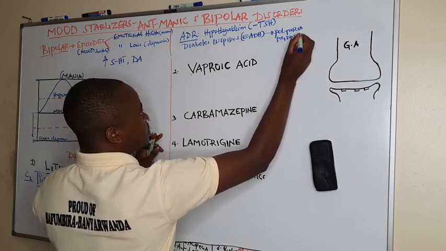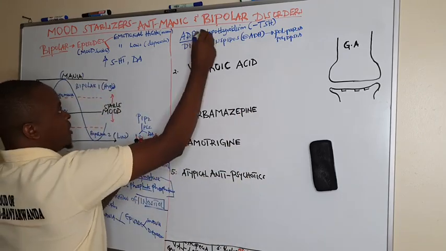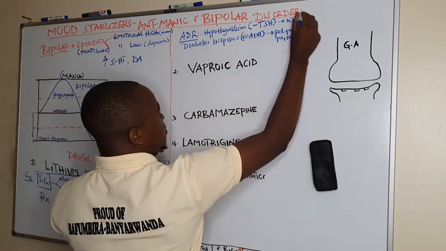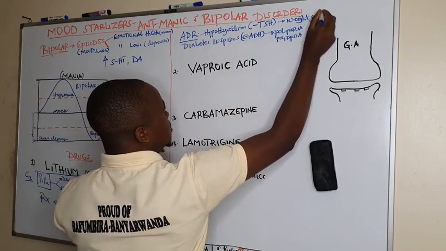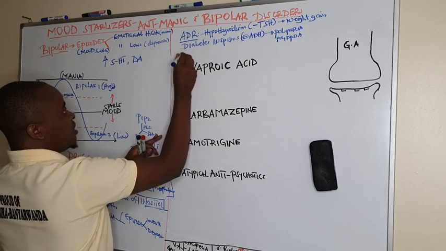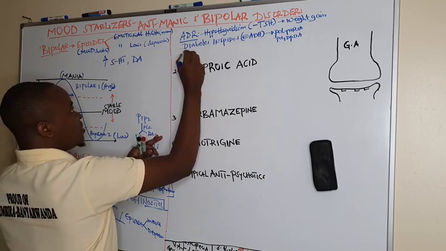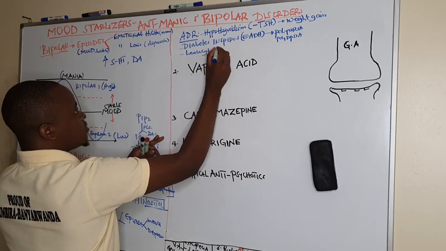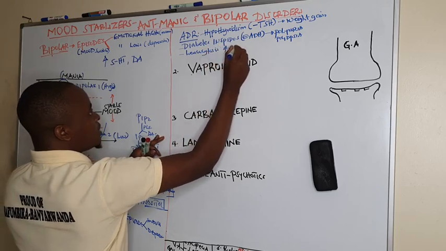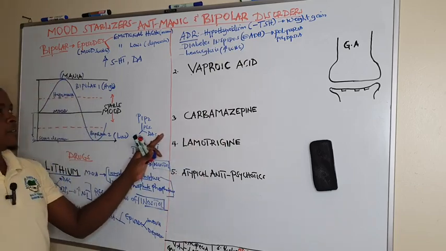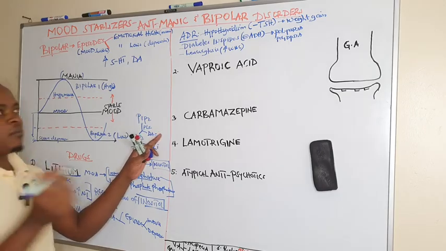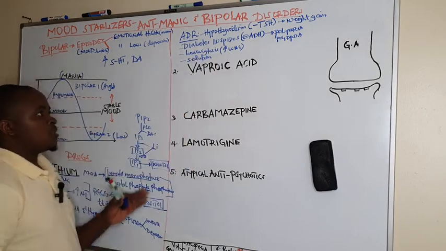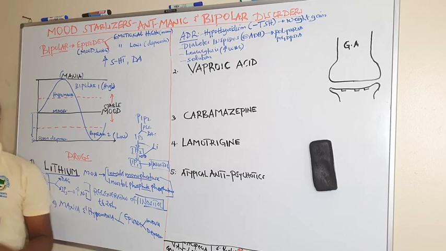Polydipsia. Then another effect, this hypothyroidism can result in weight gain. And as if this is not enough, it also leads to leukocytosis, and leukocytosis is increased white blood cell count. This lithium can also cause sedation. So it has many side effects.